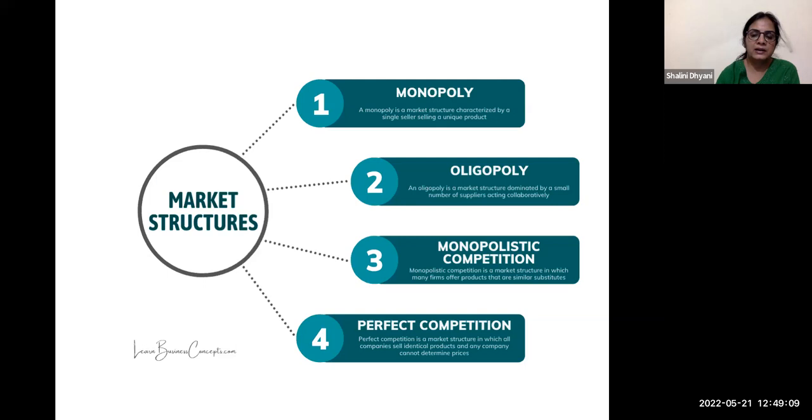And then there is monopolistic competition. The market structure is such that many firms are offering the same kind of product that are very similar, and that are similar kinds of substitutes. And then there is the fourth market structure. Perfect competition is a structure in which all companies sell identical products and no company can determine prices. Now, this is more or less the situation where we live, where prices are more or less in similar ranges. They can only vary if certain improvements or certain things are added to this competition.